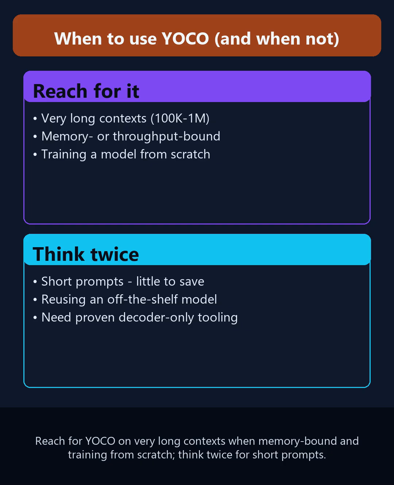When should you reach for it? When contexts are very long, tens of thousands to 1,000,000 tokens, and you are memory or throughput bound. And when you are training a model from scratch, since this is an architecture, not a bolt-on you add later. Think twice if your prompts are short, where there is little cache to save, or if you must reuse an existing decoder-only checkpoint and its mature tooling. YOCO is a design choice you bake in early.